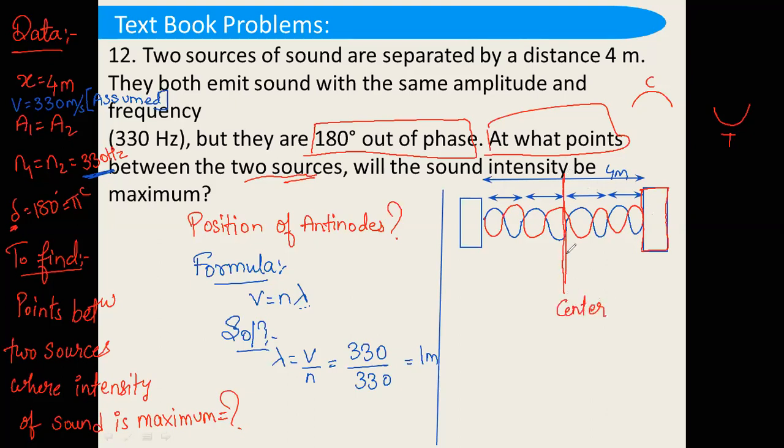So what we are interested in is the position of antinodes. So let us mark the antinodes' positions. This is the first antinode, this is another antinode, this is another antinode, this is another antinode.